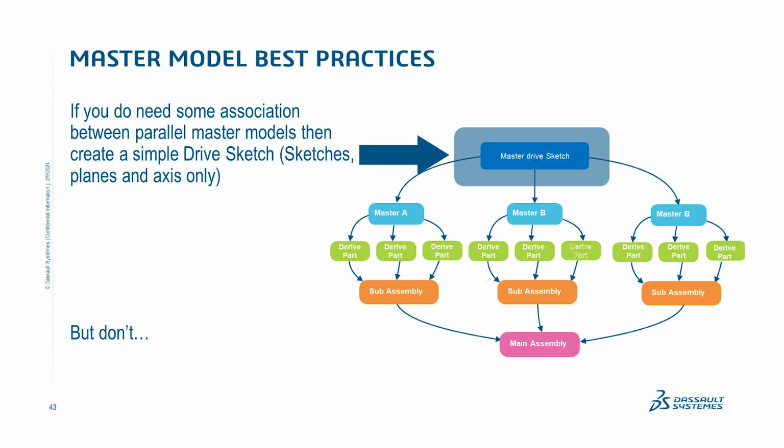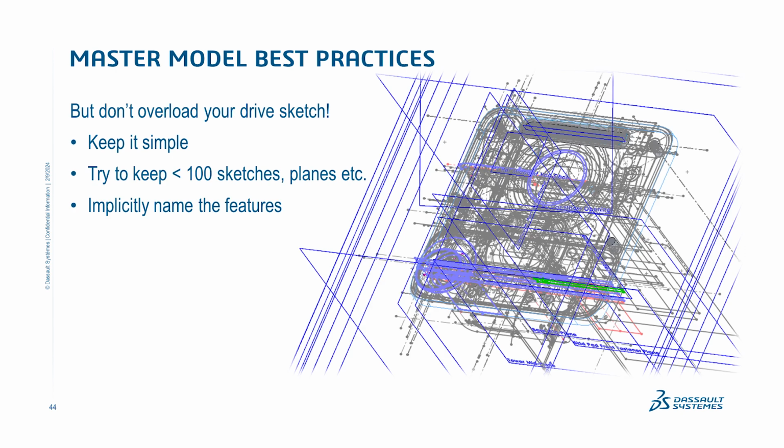If you do need to have associativity between parallel masters, a way to do that would be to create a master drive sketch. A master drive sketch is a part, but it's just a part with very simple references in it. Say some sketches, planes, axes, and that master sketch drives the various master models. But if you're going to take this approach, what I would recommend not to do is to overburden that master sketch file.